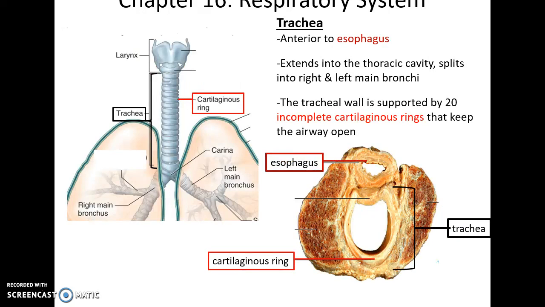All right, then we have the trachea. The trachea is anterior, or in front of, the esophagus. So here's the esophagus, here's the trachea. It extends down to the thoracic cavity, then splits into the right and left main bronchi. The tracheal wall is supported by 20 or so incomplete cartilaginous rings. So these cartilaginous rings are sort of C-shaped, but very rigid to keep the trachea open.